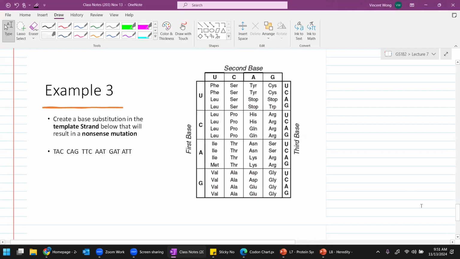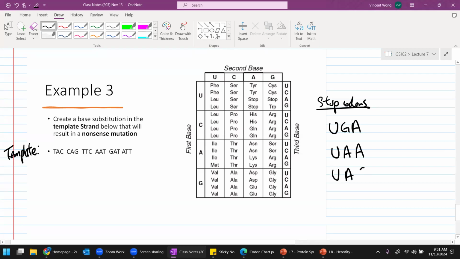This one. Create a base substitution in the template strand. Template strand. And I also want nonsense. So we will once again start with the stop codon. Okay.